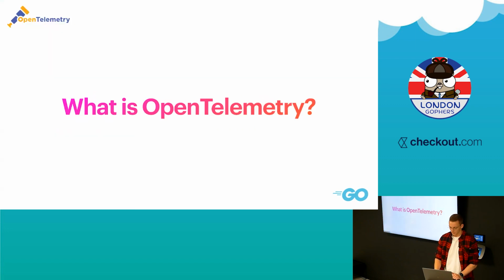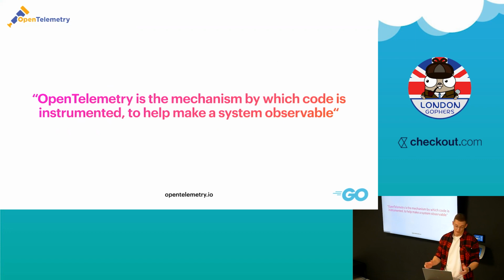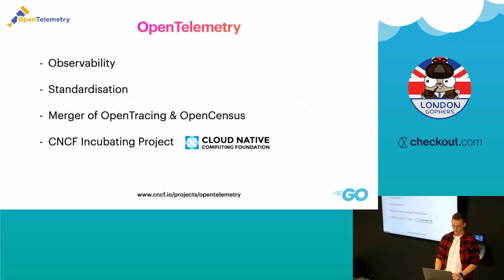So what is OpenTelemetry? OpenTelemetry is the mechanism by which code is instrumented to help make it observable. Let's dig into that. What does that mean? Well, fundamentally, it's about observability. It's a set of tools and a specification and supporting libraries that allow you to change the way your code functions so that you can observe how it is operating in a live environment. And that might be understanding how it interacts with other services. More importantly, it's a standardization.